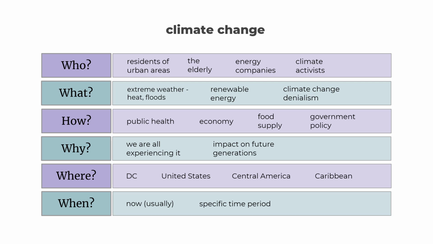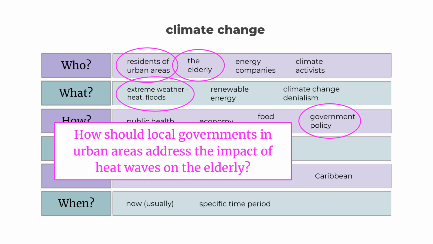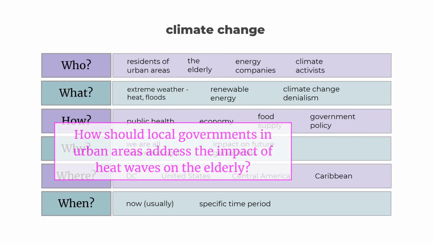Connecting one or more of the ideas from a brainstorm like this one can help you create a stronger, more focused research question that will be easier to research and answer. So let's identify some potential research questions, starting from the topic of climate change, which is very broad. We might come up with, how should local governments in urban areas address the impact of heat waves on the elderly?